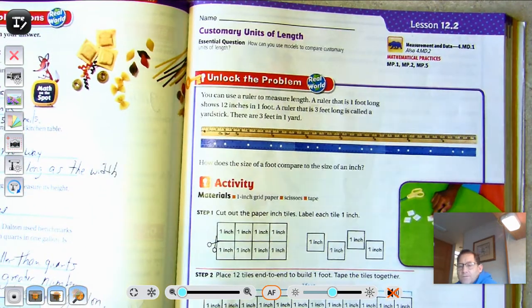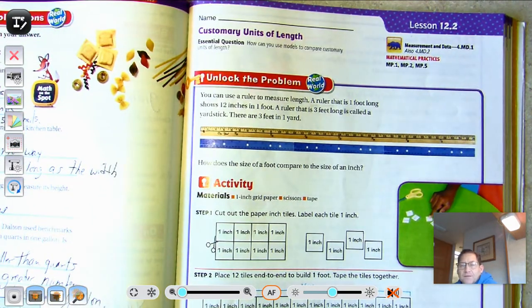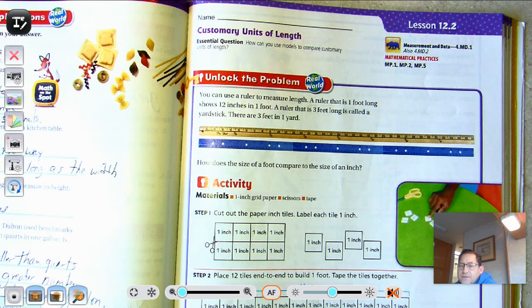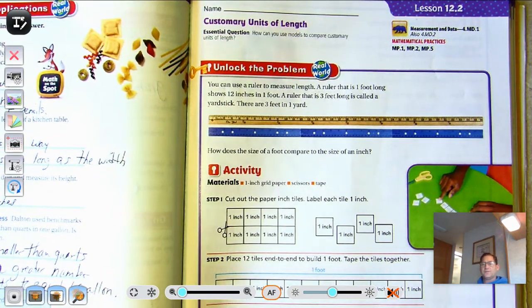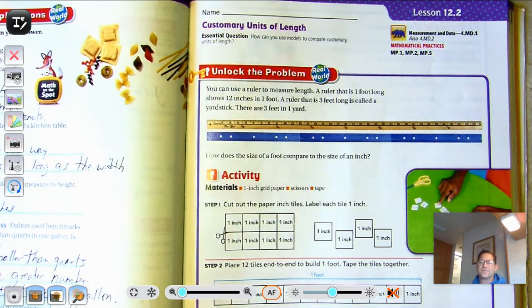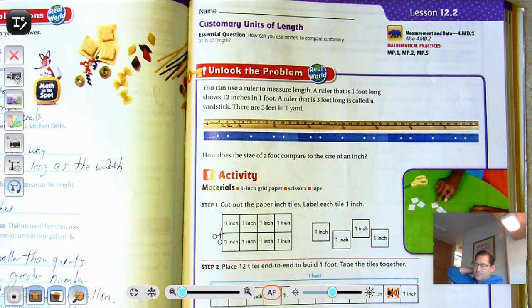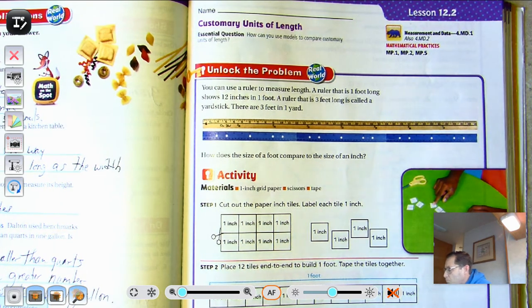So you'll recall from yesterday that customary units of length involve inches, feet, yards, and miles. Okay, so we're going to utilize those basic units today. So how can you use models to compare customary units of length? All right. Unlock the problem.